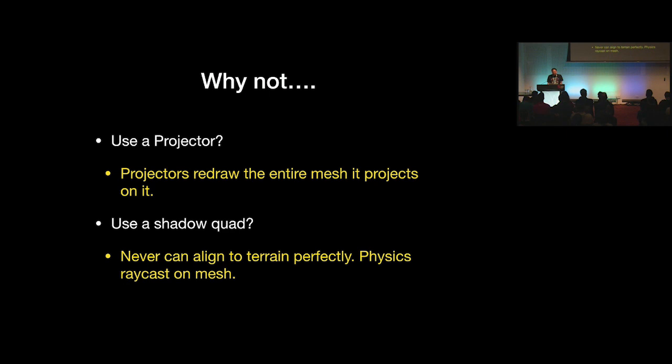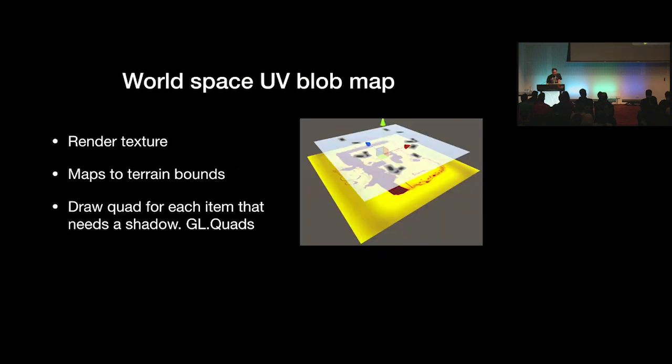Well, that works, but they never perfectly align to the terrain. And you often have to do things like physics raycast to find the normal and line up the mesh. So what we did basically is we just created another render texture, and this maps to the terrain exactly the same as what the projected shadow map does. Then for each dynamic object, we just pass in the position and we render GL quads to it.